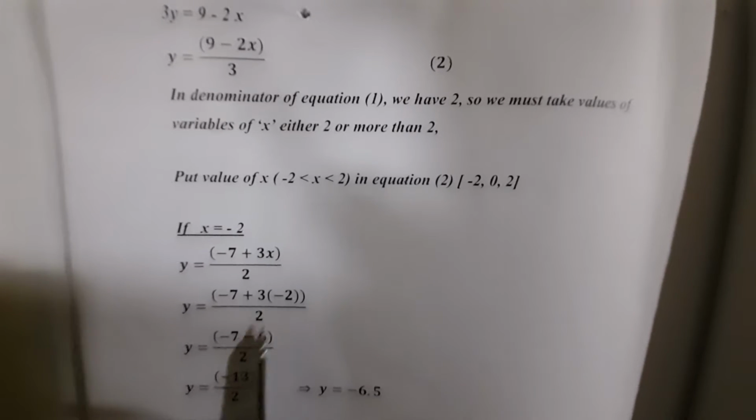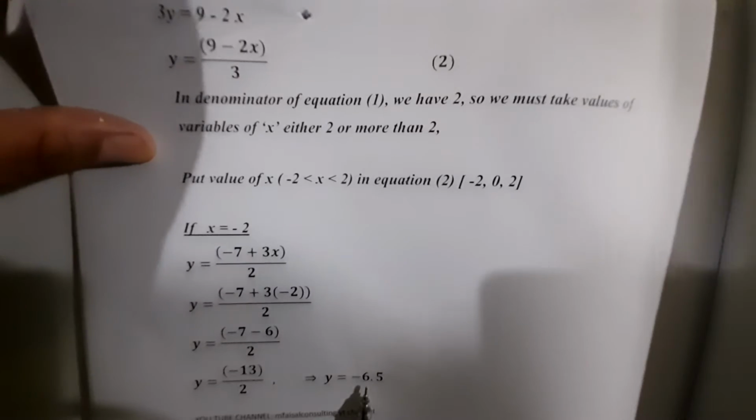If x is equal to minus 2, then the equation becomes minus 7 plus 3x divided by 2, which is minus 7 plus 3 multiplied by minus 2 divided by 2. 3 multiplied by minus 2 is minus 6. So minus 7 minus 6 divided by 2. Minus 6 minus 7 is minus 13, minus 13 divided by 2, y is equal to minus 6.5.